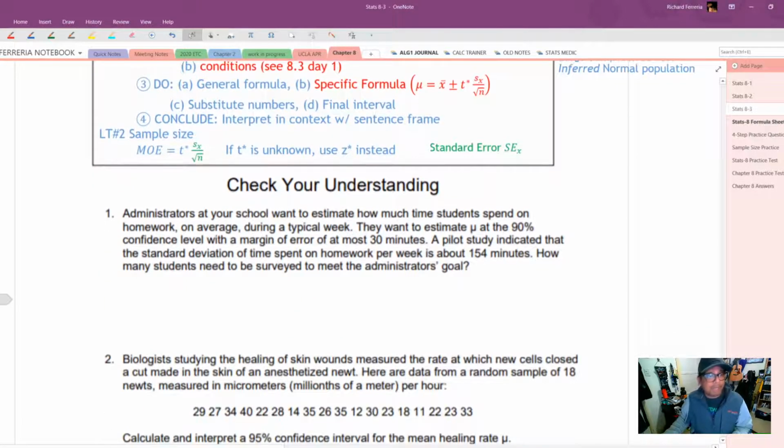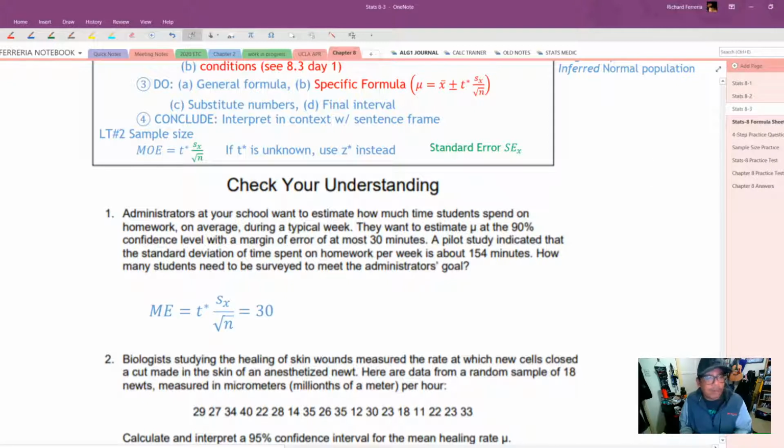let's check our understanding. Administrators at your school want to estimate how much time students spend on homework on average in a typical day, typical week. They want to estimate mu with a 90% confidence level and a margin of error of at most 30 minutes. A pilot study indicates that the standard deviation of the time spent on homework per week is about 154 minutes. How many students are going to need to be surveyed in order to meet that administrator's goal?